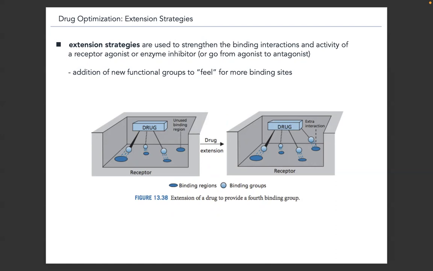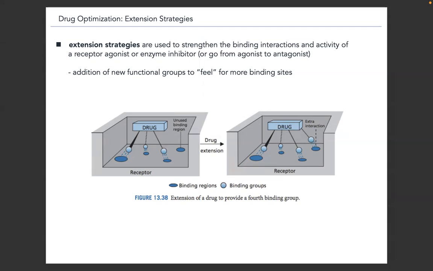So these are usually used to strengthen the binding interactions and activity, for example of a receptor agonist or enzyme inhibitor. Usually what happens is you start with a drug, and you can imagine people are usually going after something polar. A hydroxyl group is really common and usually helps the drug bind. So what we're going to do is take a hydroxyl group and place that substituent all over the drug, just to get a feel for where other hotspots for binding are.